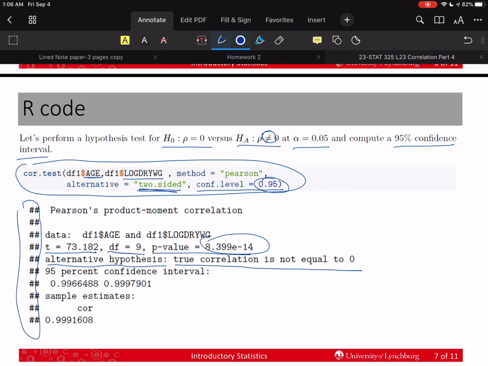And that's based on the fact that we said two-sided. If we said greater, then it would say greater than 0. If we said lesser, it would say less than 0. And so here it tells us it's a 95% confidence interval, and that's very nice. And then it also tells us what the correlation coefficient itself is.